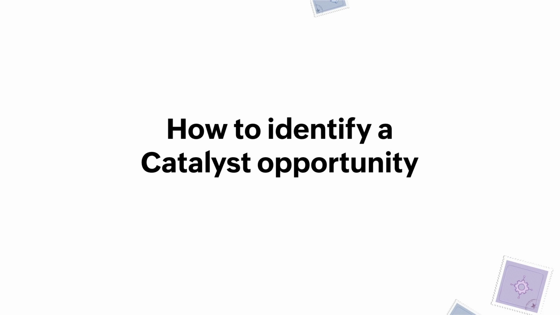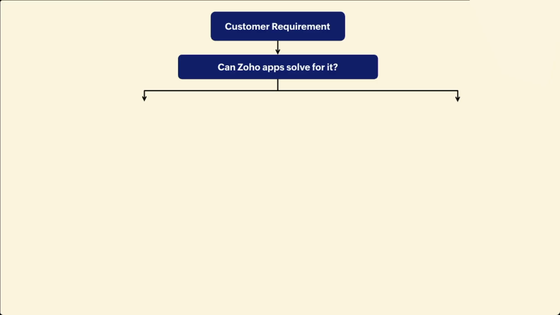As closing notes, how do you identify a Catalyst opportunity? I hope that all of you resonated with the entire internal scale and external scale examples that I gave you. But how do you identify if this is a Catalyst opportunity? So whenever there's a requirement, you ideally see if a Zoho app can solve for it. The answer to that is either a yes or a no.